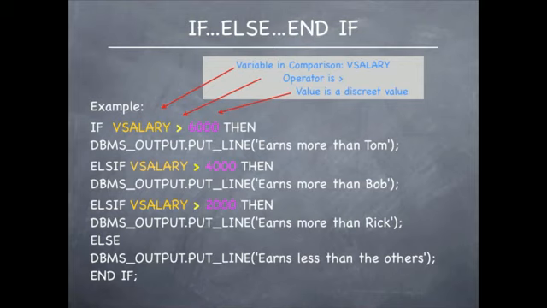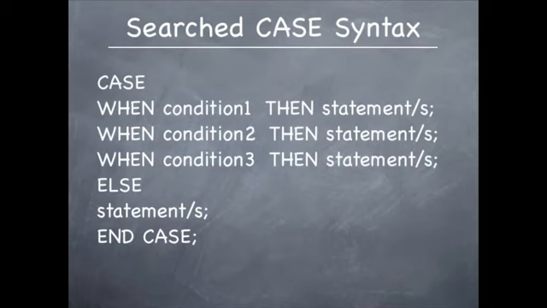The syntax of the searched case statement is on this slide. It is case when condition 1, then one or more executable statements. When condition 2, then one or more executable statements. This can continue for all the conditions that you want to check. If none of the conditions are true, you can handle this with the else part of the case, which is followed by one or more executable statements. The case statement closes with the words end space case semicolon. Notice in this particular syntax that there is no memory variable following the word case.